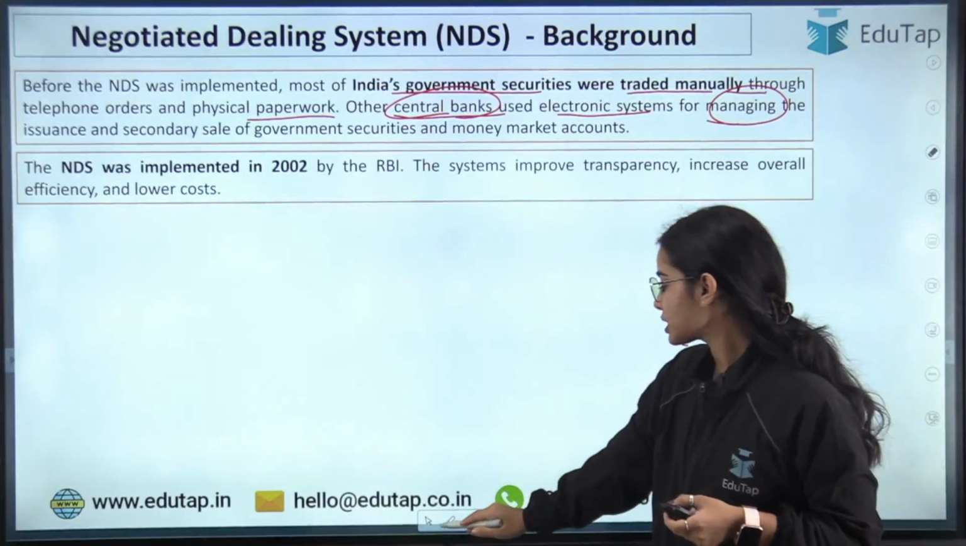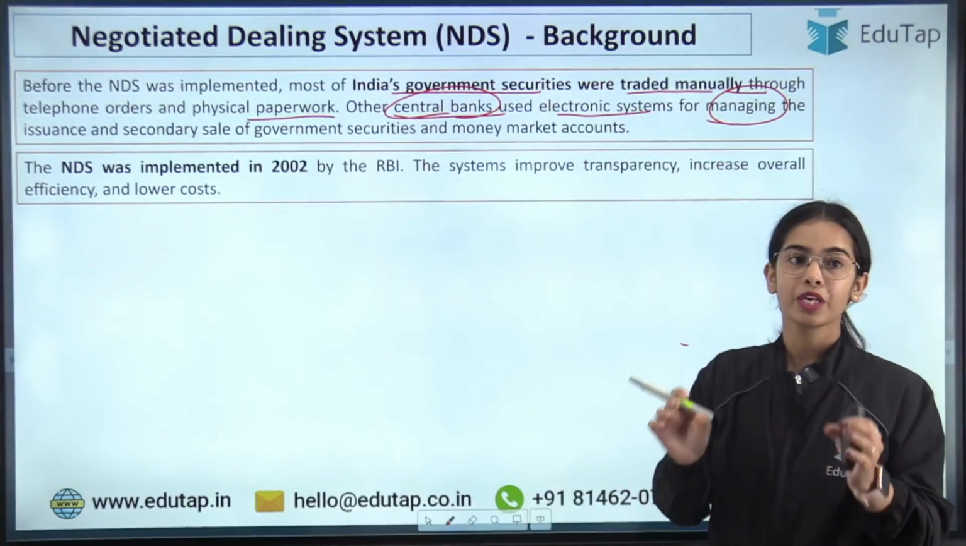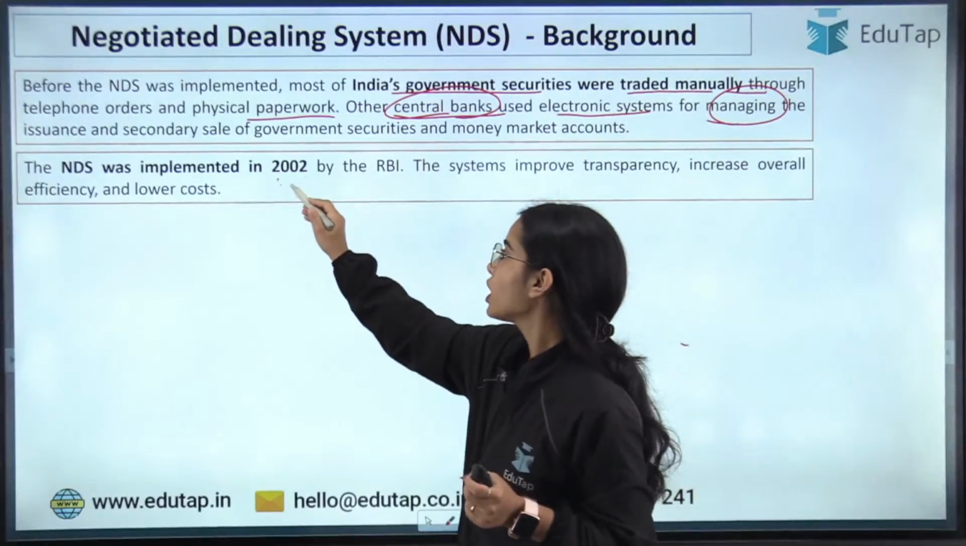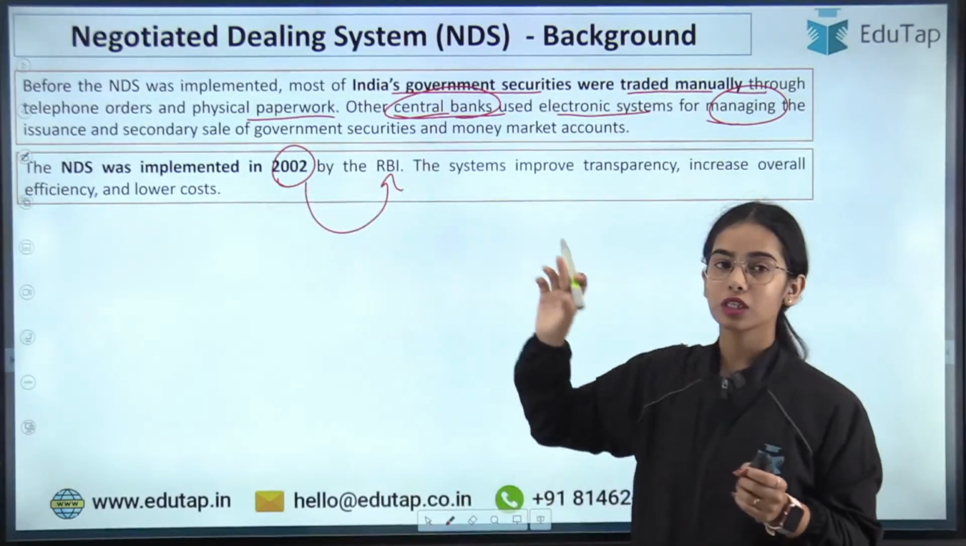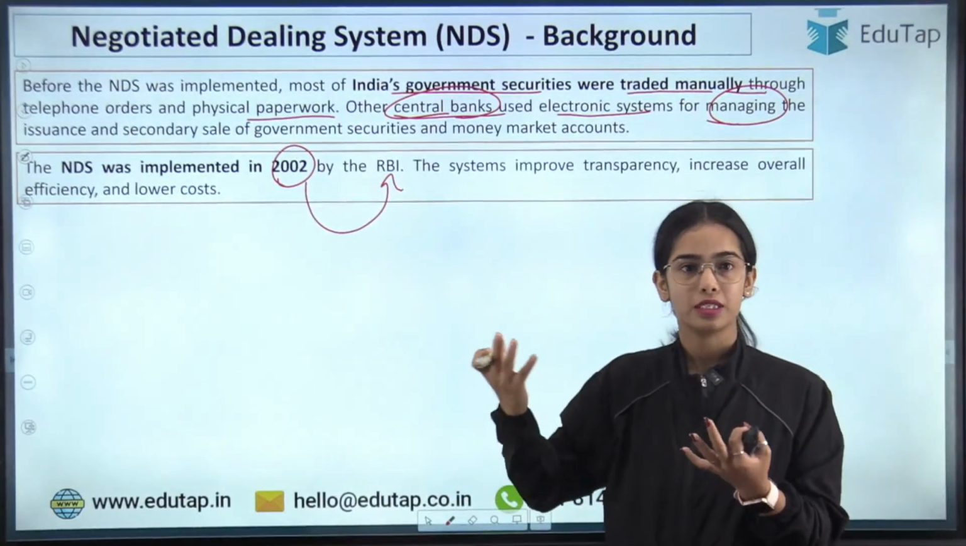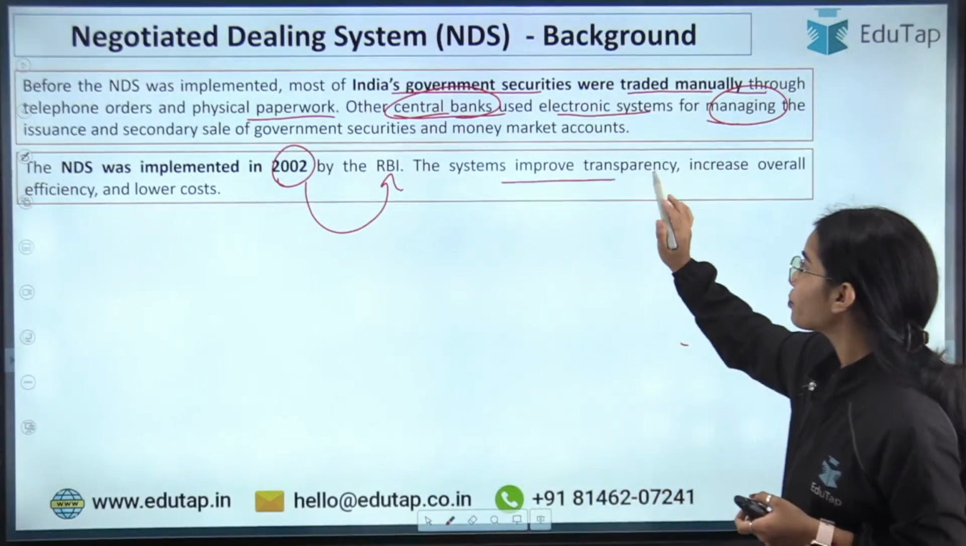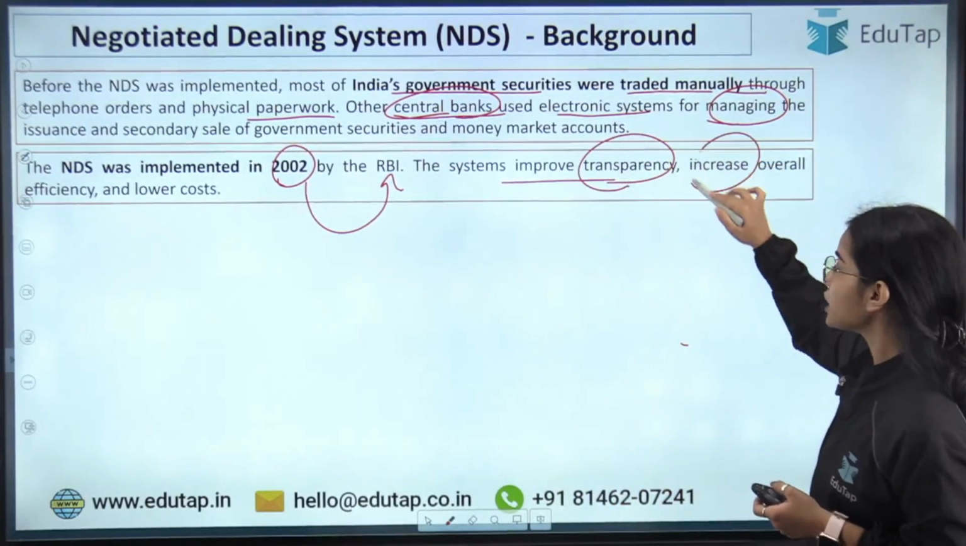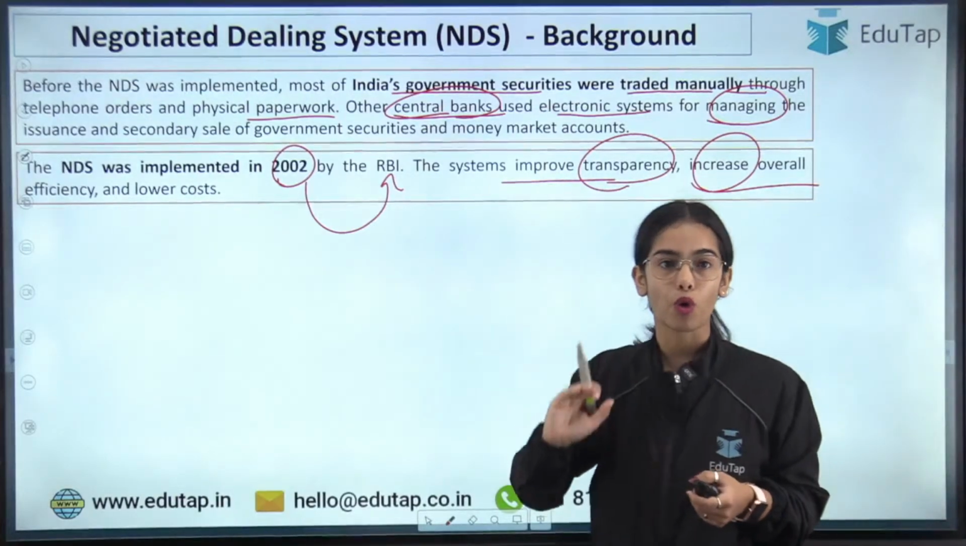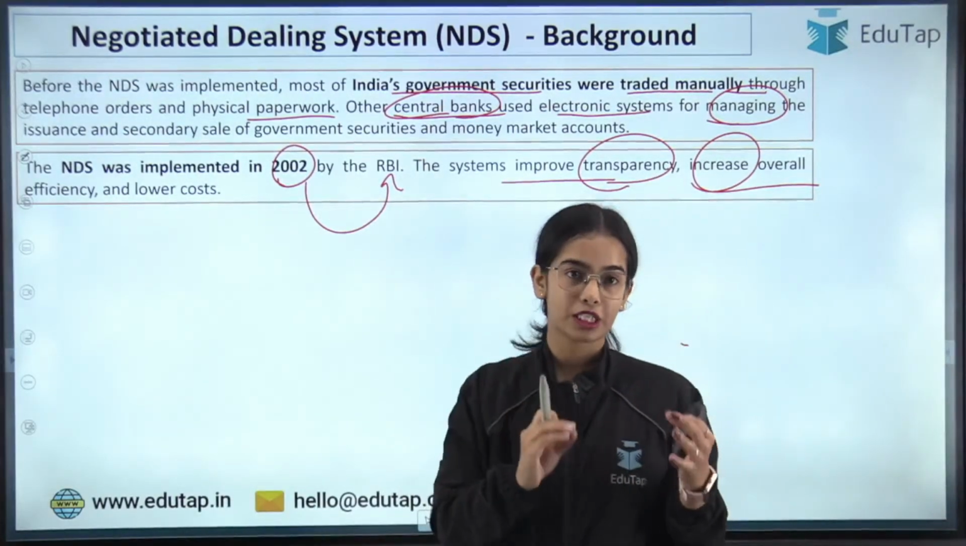So NDS, this is the negotiated dealing system. This was implemented in 2002 by the Reserve Bank of India for the government securities especially. Okay, so the system improved transparency, increased overall efficiency, and lowered the cost of selling the government securities.